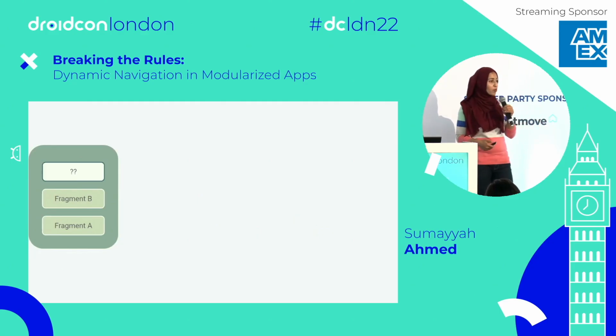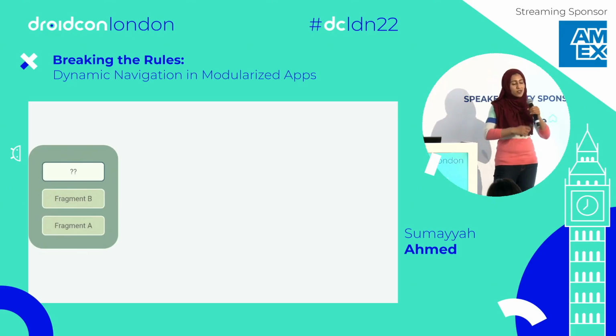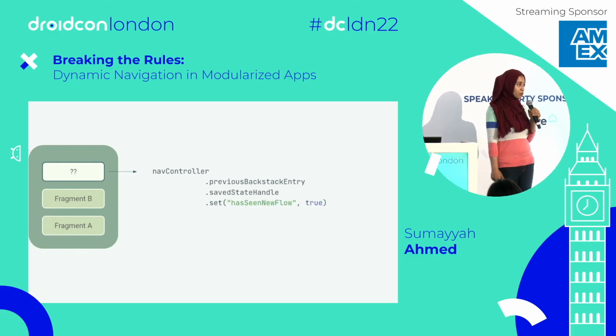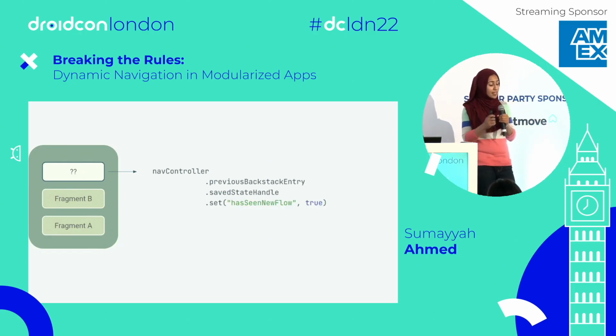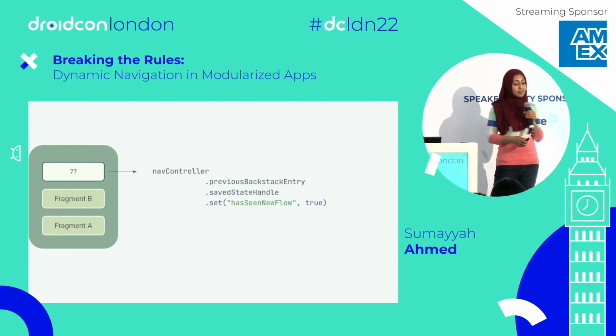Now, let's say we perform a deep link from another external module. That's the new onboarding experience. The user has seen it. We're good. It can ask its nav controller. Remember, different nav controllers can still reference the same backstack. It can ask its nav controller to get the previous entry, which is fragment B's entry, get its saved state handle, and set that flag to true. And then it pops itself off the stack.